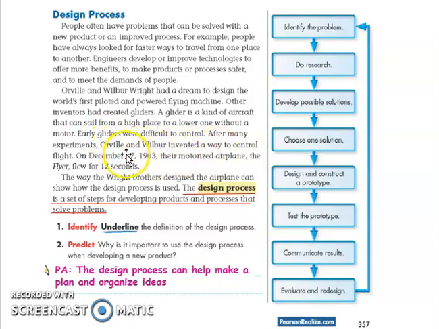After many experiments, Orville and Wilbur invented a way to control the flight. On December 17, 1903, they motorized the airplane. The Flyer flew for 12 seconds. The way the Wright brothers designed the airplane can show how the design process is used. The design process is a set of steps for developing products and processes that solve problems.